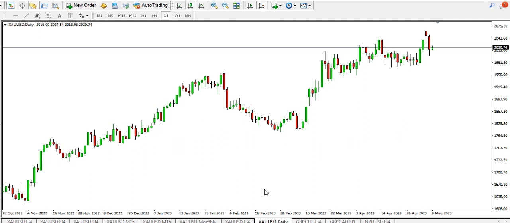We are going to discuss briefly how you can scalp gold on the lower time frames for today. But before we do that, we are quickly going to look at what has happened on the higher time frame.